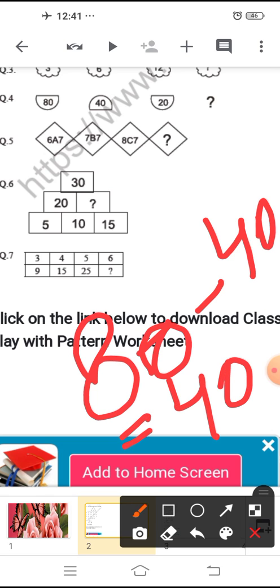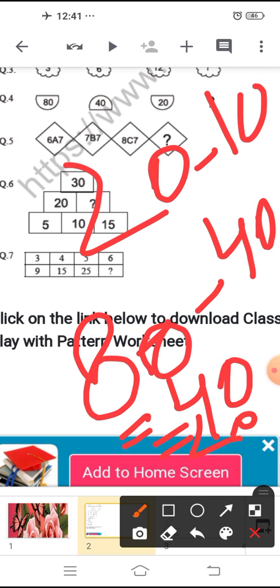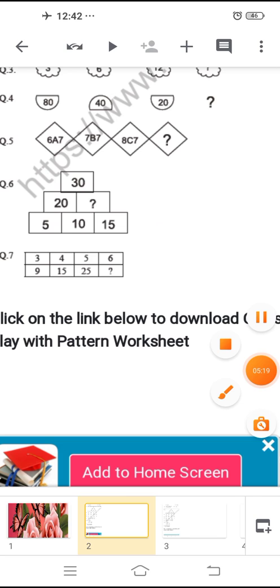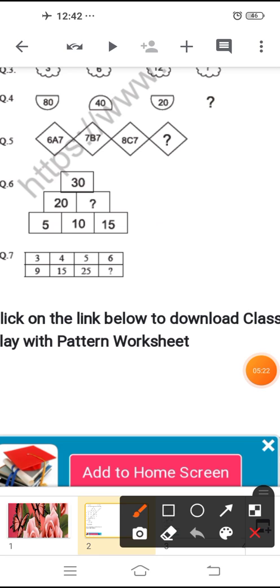Now they have taken 20. How? From 40 to 20, so you will write 40 minus 20, that gives you 20. Now 20 minus 10 gives you 10. First we took 40, then 20, then 10. So your answer here should be 10.